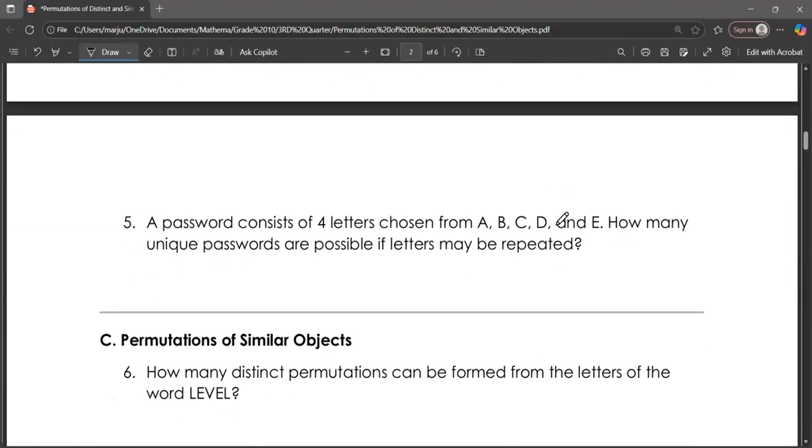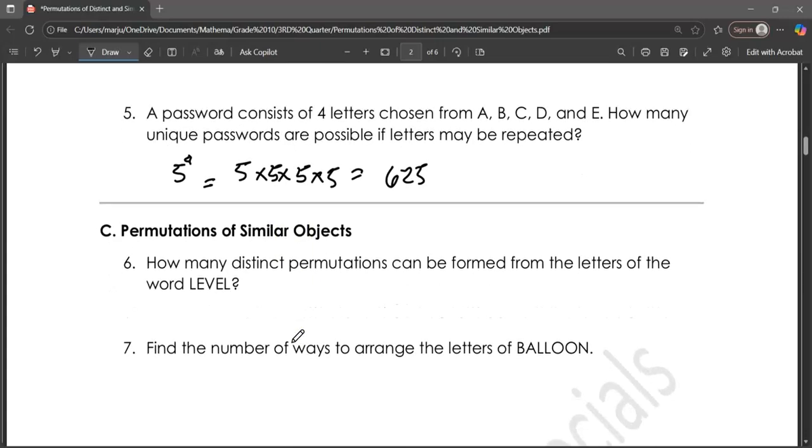Here's number 5. A password consists of 4 letters chosen from A, B, C, D, and E. How many unique passwords are possible if letters can be repeated? So again, the same thing. You got 5, and then you choose 4, right? So 5 raised to 4. That will be your answer. So this is just 5 times 5 times 5 times 5. 25 times 25, that is 625, right? So there will be 625 ways or passwords you can create.